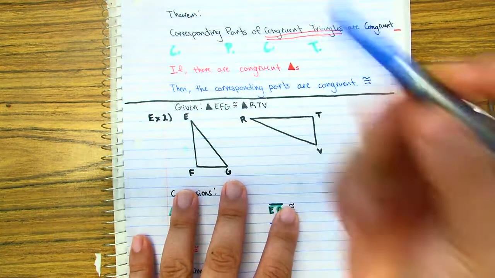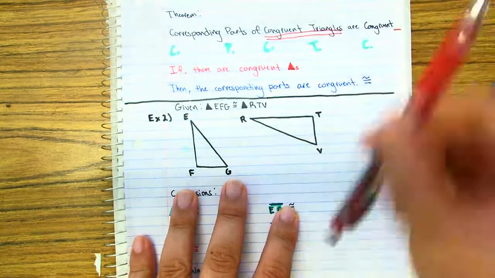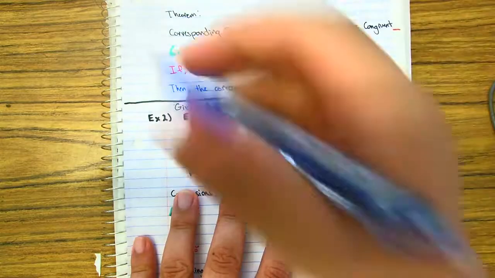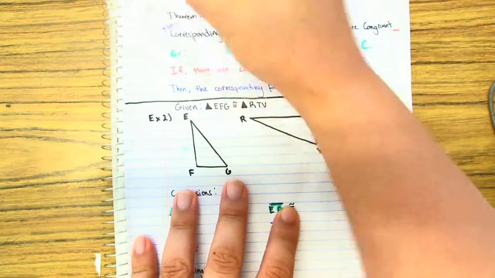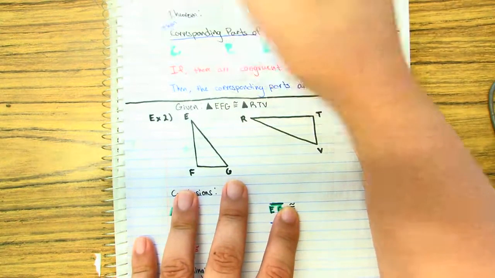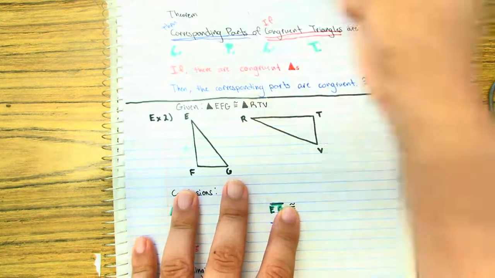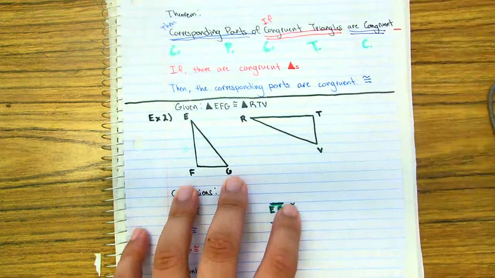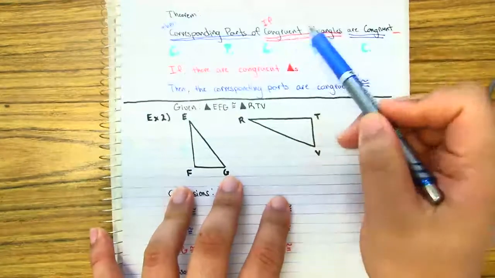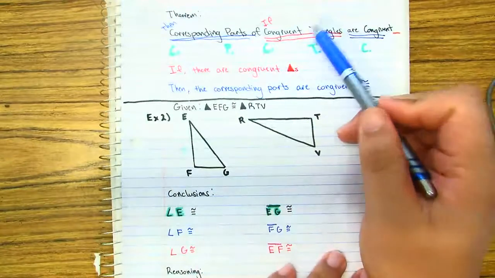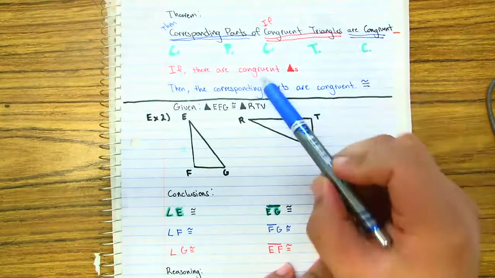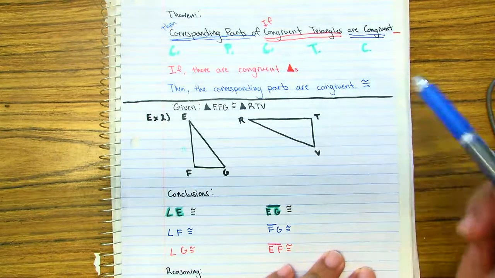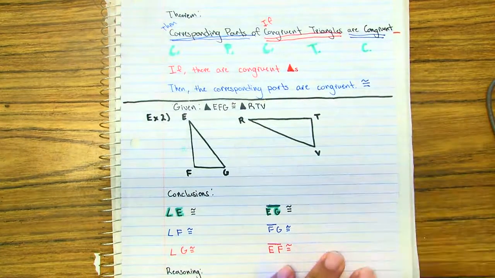Okay. So here is your if part of this statement: if you have congruent triangles, then you can say that corresponding parts are congruent. Okay. So corresponding parts are only congruent if there's a statement that states that the triangles are congruent. If there are congruent triangles, then the corresponding parts are congruent. Let's just use an example here.